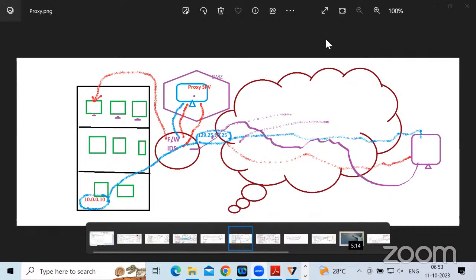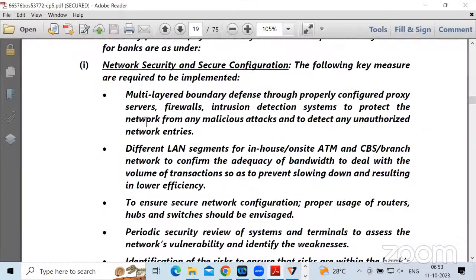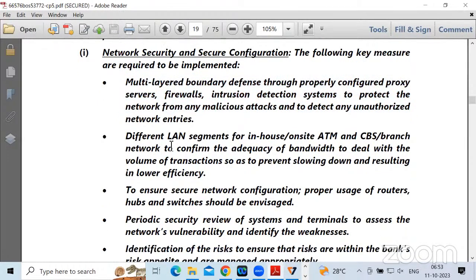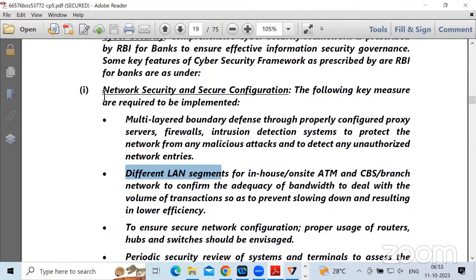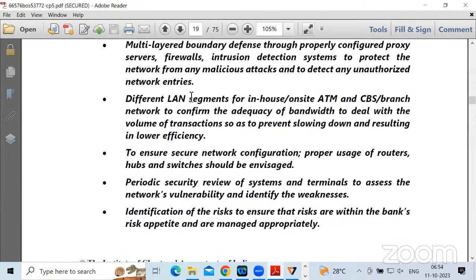So the firewall, IDS means intrusion detection system. Firewall, intrusion detection system, proxy server, all are playing the vital role of security. So multi-layered boundary defense through properly configured proxy servers, firewalls, intrusion detection system to protect the network from any malicious attack and to detect unauthorized network entries. Please make these as important questions regarding cybersecurity in the banking environment.